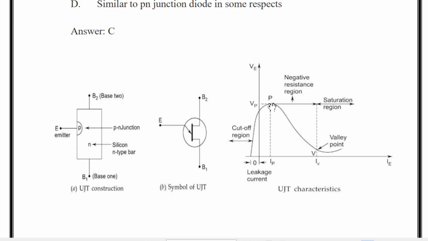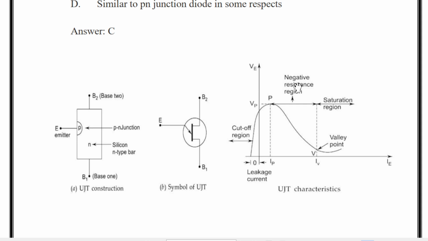After the peak point P, an attempt to increase VE is followed by a sudden increase in emitter current IE with a corresponding decrease in VE. This is the negative resistance portion of the curve, because as IE increases, VE decreases. The device therefore has a negative resistance region that is stable enough to be used with a great deal of reliability in many areas, for example trigger circuits, sawtooth generators, and biasing circuits.